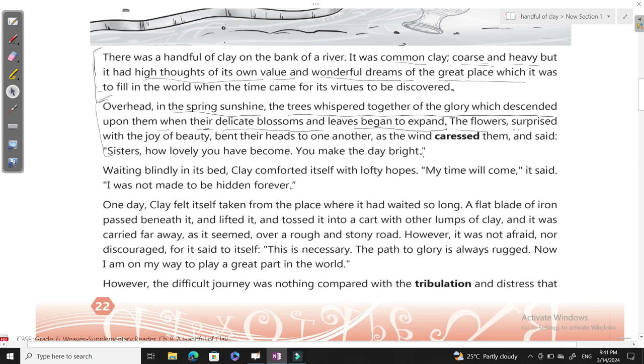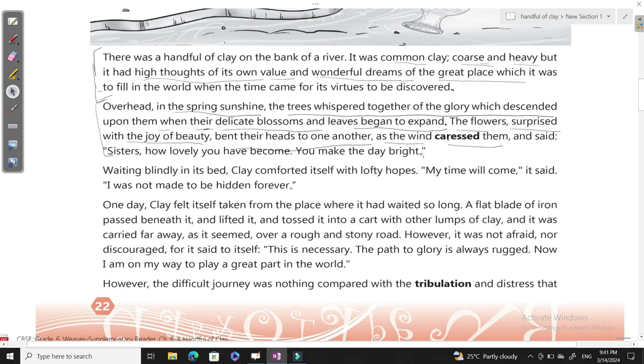The flowers, surprised with the joy of beauty, bent their heads to one another, and the wind caressed them and said, "Sisters, how lovely you have become. You make the day bright." And even some plants had grown with a bunch of flowers, and the flowers were very lovely. The flowers were looking at each other and just swaying at that time.